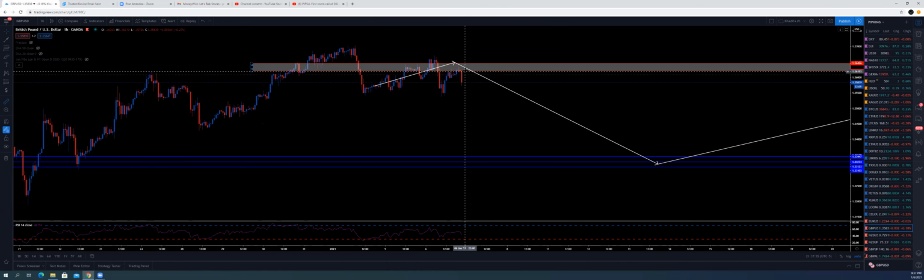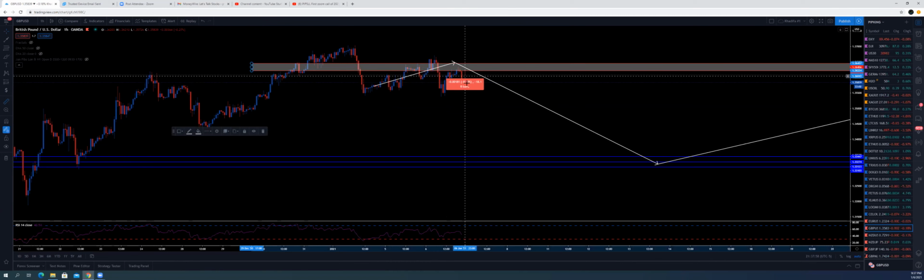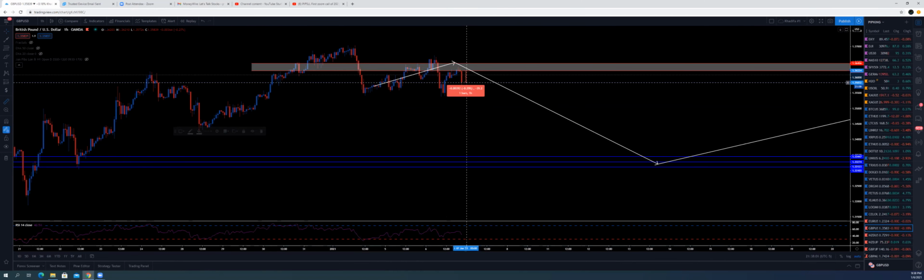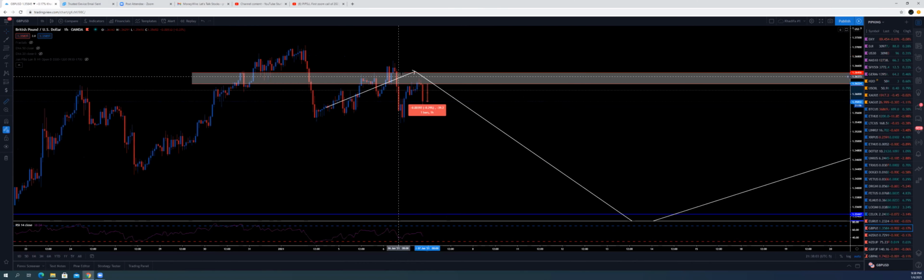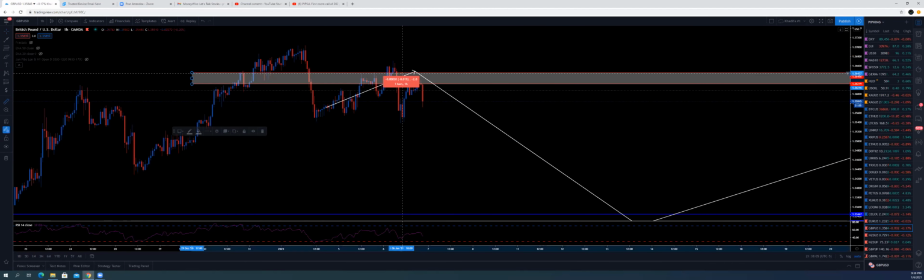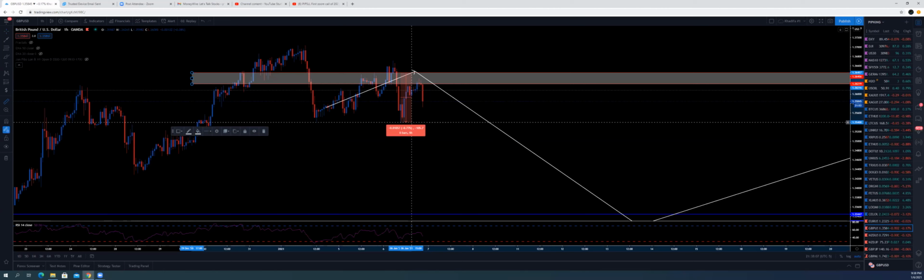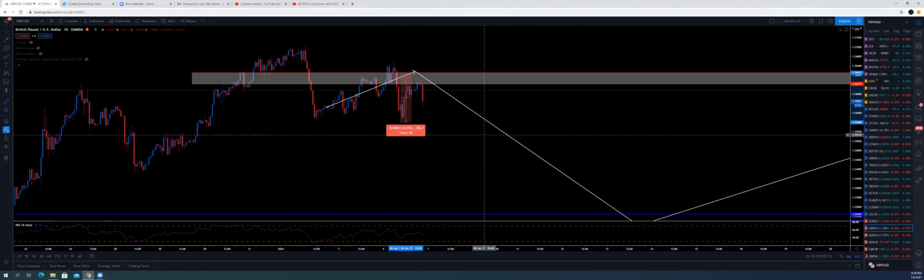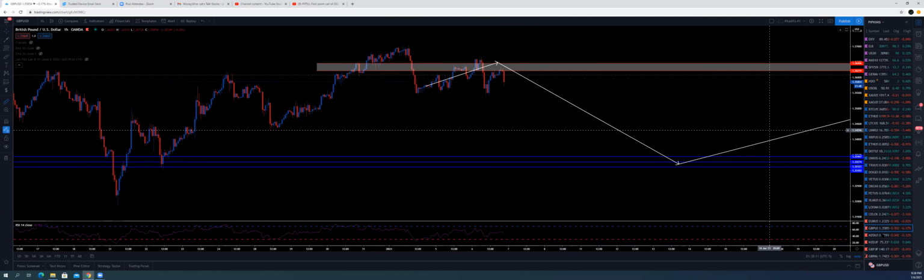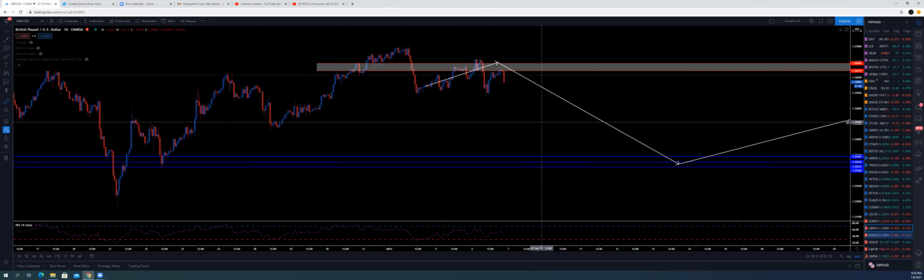Just this sell right here is currently 39 pips in profit. You could have sold off that level as well. It's like 100 something pips right there. So good money. Moving on to NZD USD.